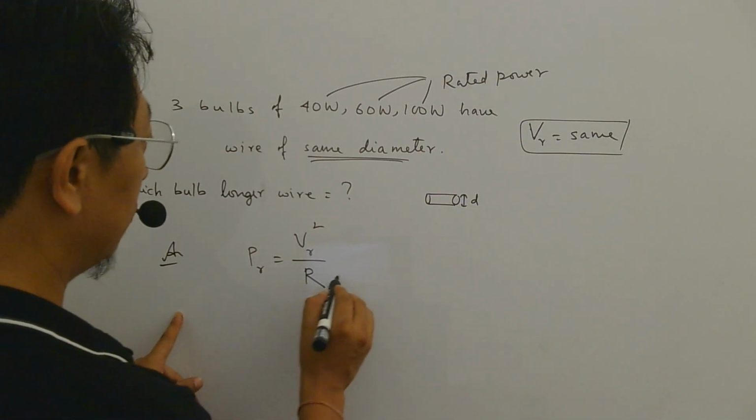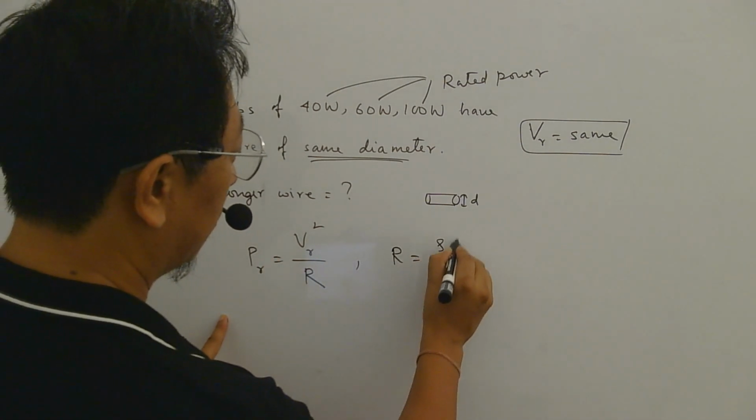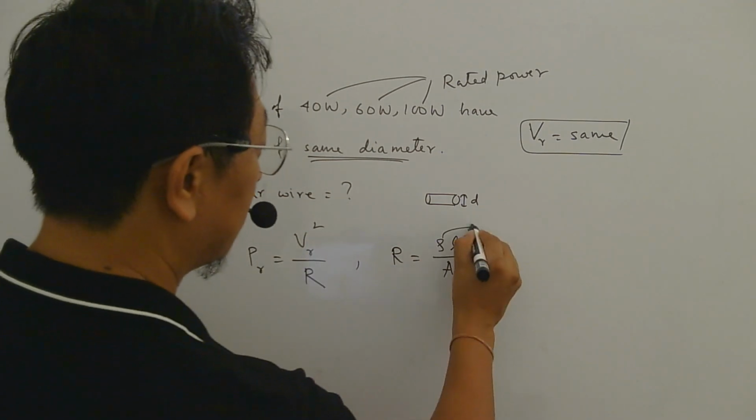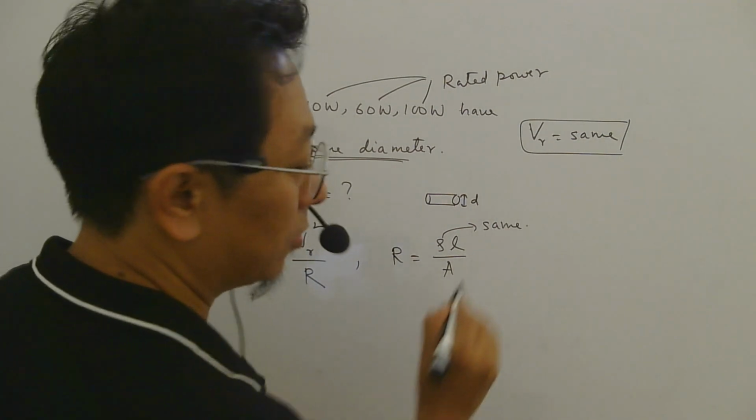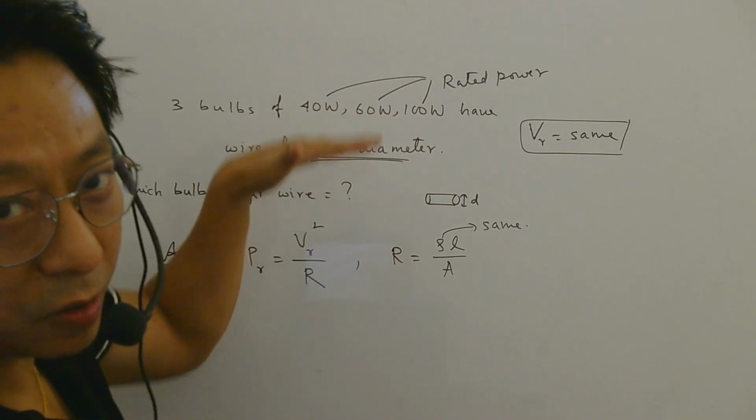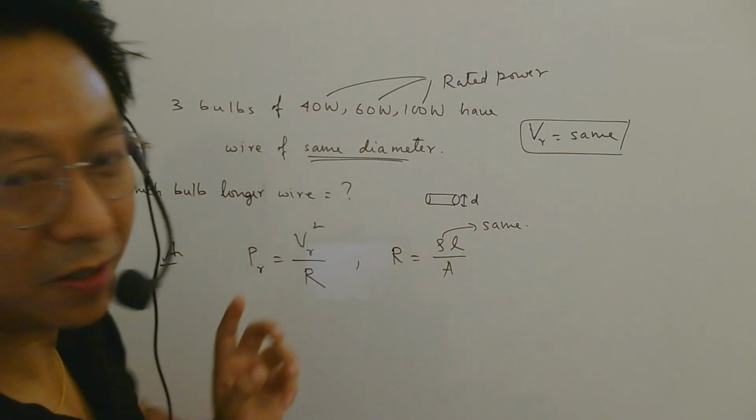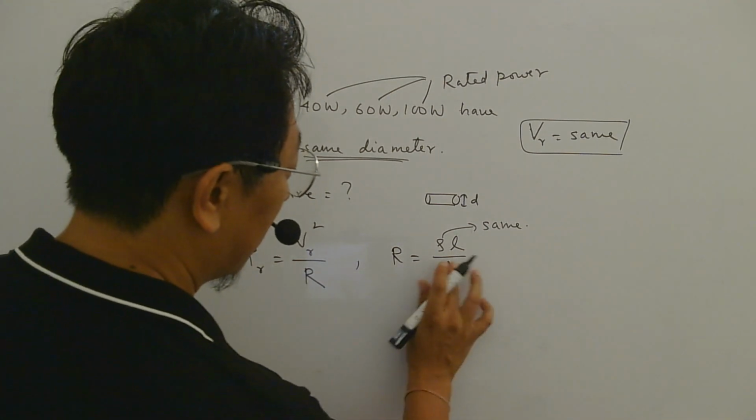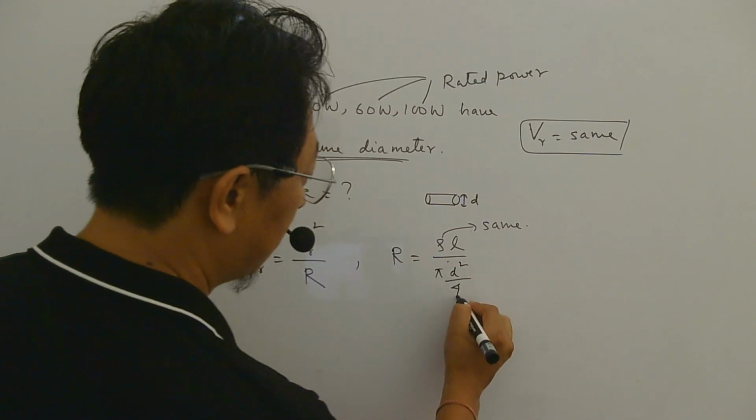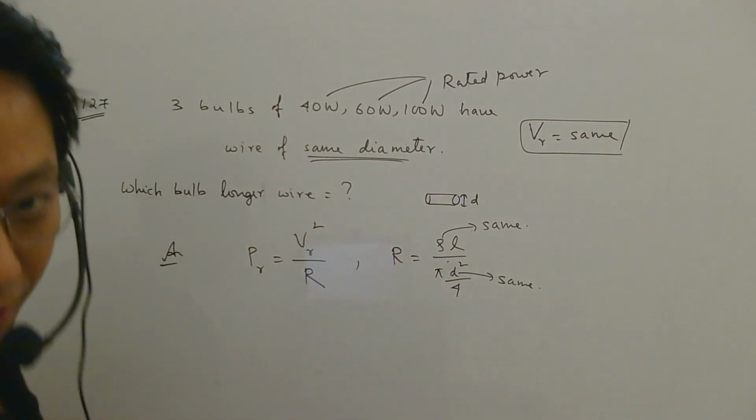Now you want longest wire. Remember resistance is related to what? Rho L by A. Now the wire's material we have to assume same, otherwise this question we will not be able to solve. So we have to assume all the wires used in the three bulbs have same material. So same resistivity. Now area will be what? Pi r square, and r square will be diameter square by 4. Now they told diameter is also same, right?